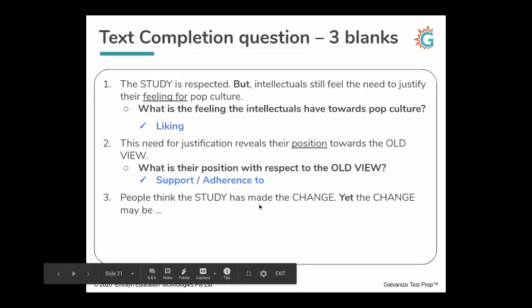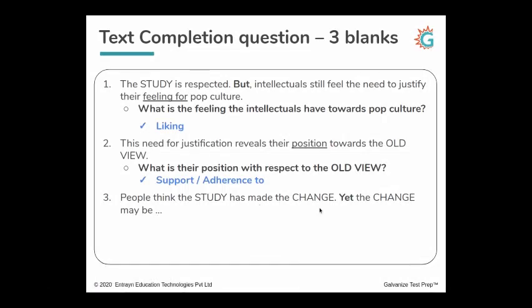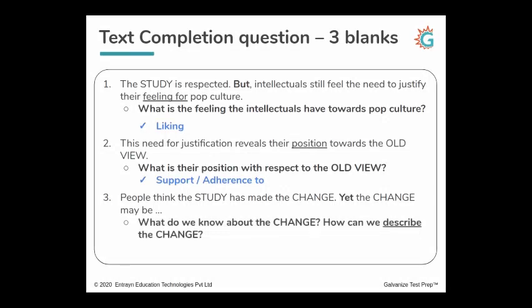Okay, people think the study has made a change, yet the change is, you have to describe the change. The change isn't complete. So not everyone believes that old view is gone. Okay, there are some people who still believe that old view is relevant. So this change is either incomplete or this change is exaggerated. That is, without it happening, people think it has happened. Okay, so these are the options you come up with. You have to come up with these options before looking at the answer choices provided.